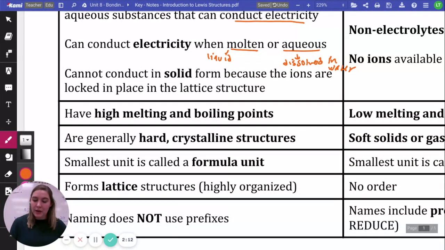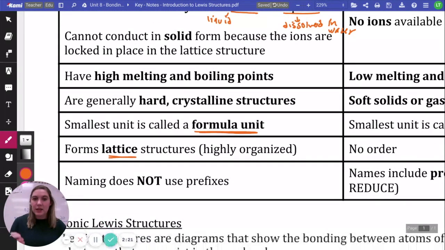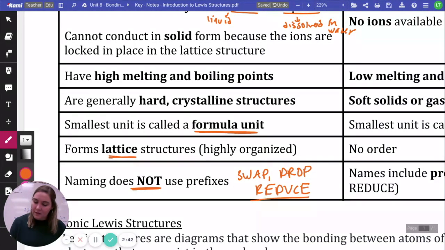Ionic compounds have high melting and boiling points. They're generally hard crystalline structures. Their smallest unit is called a formula unit. They form those lattice, crystal-like, highly structured structures, and their naming does not use prefixes. So remember, when you name ionic compounds, there are no prefixes, and to determine the formula, you must swap, drop, reduce.